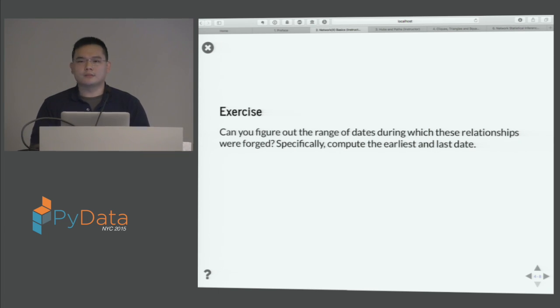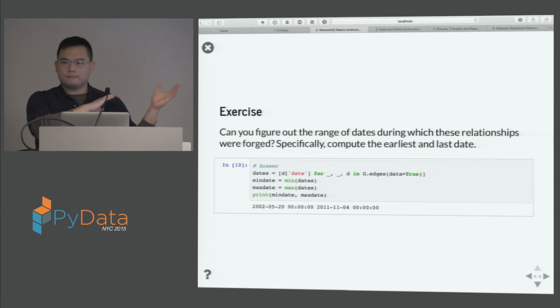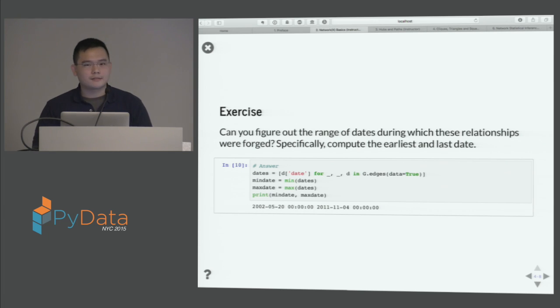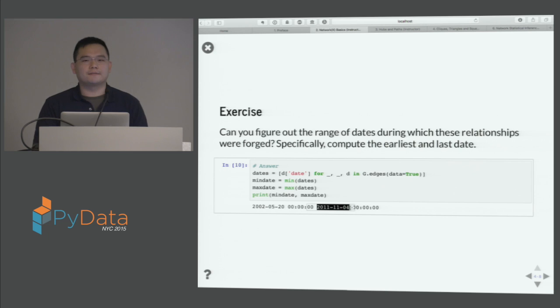OK, how are people doing? So I'm just going to flash up the answer up there. If you got something like that, or at the minimum, if you got 2002, 0520, and then 2011, 1104, then that's great. That's basically it.